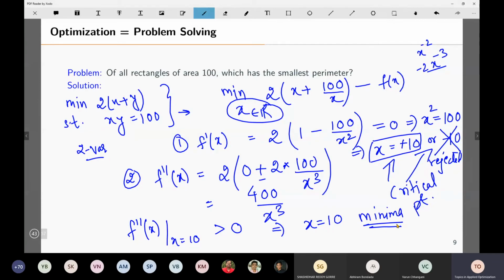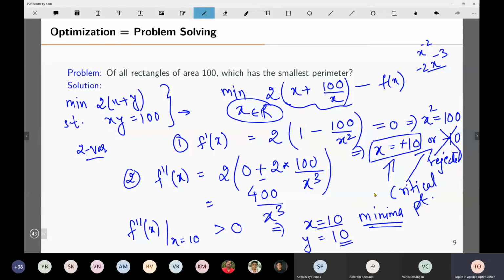Okay, and that is what I mean. At this point, the perimeter is minimum. That's what we found. At this point, the perimeter is minimum because we were always minimizing the perimeter. We were asking where the perimeter is minimum, right? So at x equals 10, we are getting the minimum perimeter. And what is the corresponding y? Well, y was 100 by x, so this is also 10.